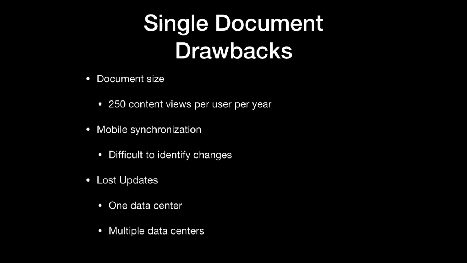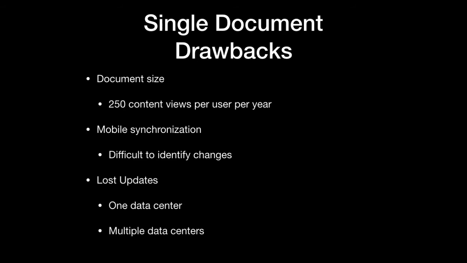The anticipated content viewing for a year per user was about 250 content views, so you can imagine the document growing each year by about 250, and then the next year another 250, and it keeps growing. So there's a concern about the document size, but there's also a concern about synchronization with the mobile devices. That document has to be passed back and forth, or a digest of the document has to be passed back and forth so that the mobile devices can update their local copy, or they need to download the entire thing and replace the existing one.